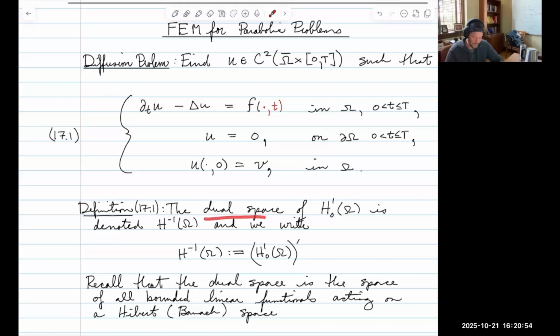All right, so the dual space of H01. Remember, H01 is a special type of Hilbert space. And what does the dual space mean? The dual space is the set of all bounded linear functionals on a space. So the dual space of H01 is a particular type of dual space, and we give it a symbol: we denote it H minus 1. And we write H minus 1 is equal to the dual space of H01. So it's this object over here which we're defining. This notation simply means the dual space of whatever Hilbert or Banach space we put inside the parentheses. And in this case, we're putting the particular Hilbert space H01.